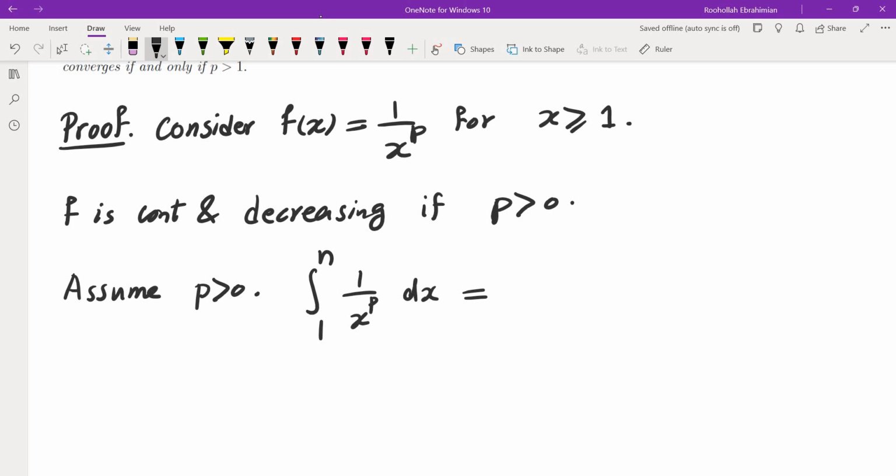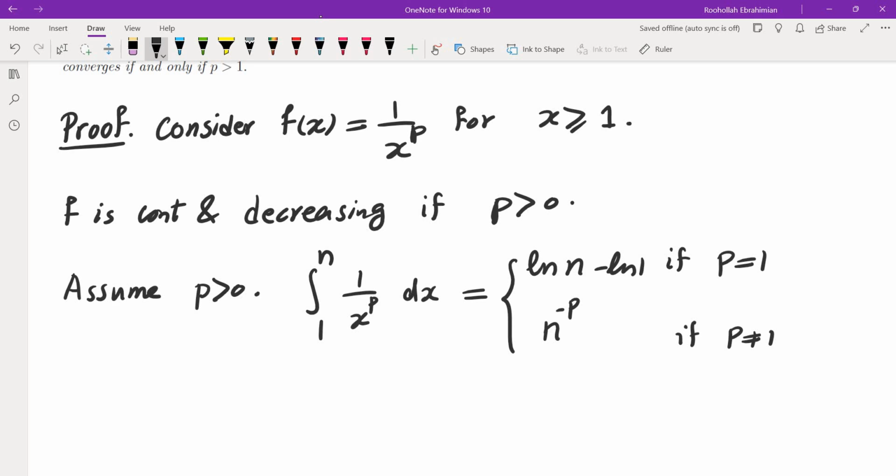Okay, so this is going to be equal to, since x is positive, I can take the integral of this, and what I get is, if p is 1, I get a separate integral: natural log of n minus natural log of 1. And if p is not 1, I would get n to the power of negative p plus 1 over negative p plus 1, minus 1 over negative p plus 1.